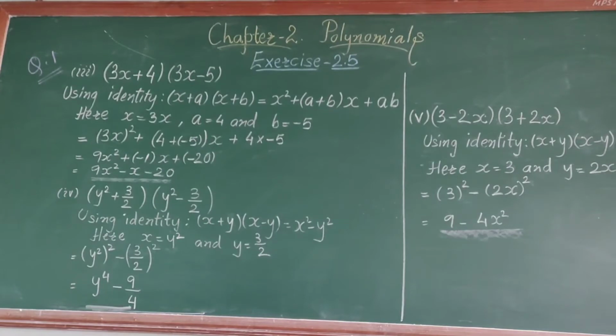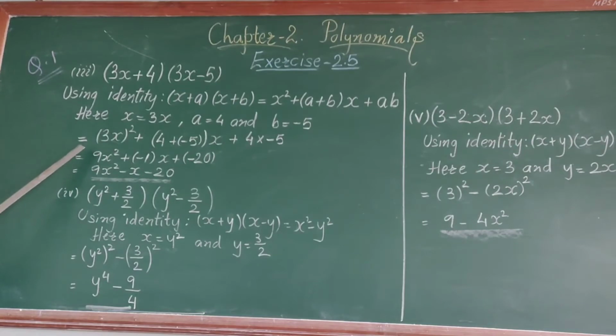Yes. Question number 3. (3x + 4)(3x − 5). Again, you can see that the first term of both the binomials is the same, that is 3x, and the second term is different, that is, in the first binomial it is 4 and in the other binomial it is minus 5. So again we use identity number 4, that is (x + a)(x + b) = x² + (a + b)x + ab. Now here the value of x is given as 3x, a is given as 4 and b is given as minus 5.